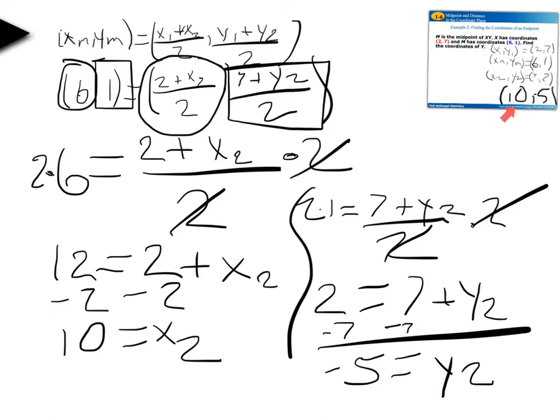So this answer is our x2, y2, the coordinates of the other point. So then if I took this back and found the midpoint of these two points, I should get 6, 1.